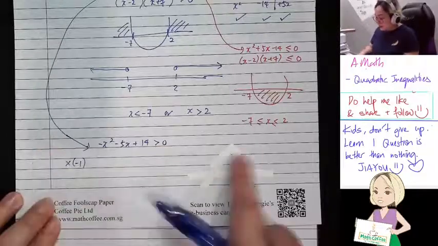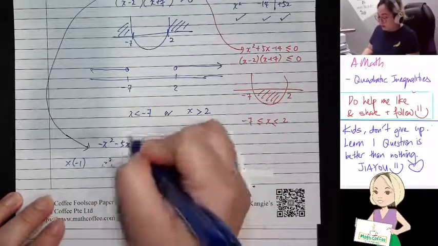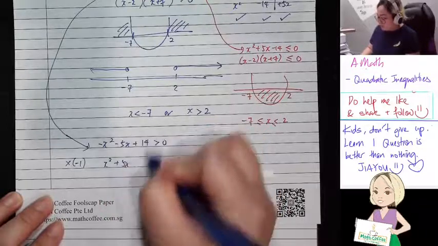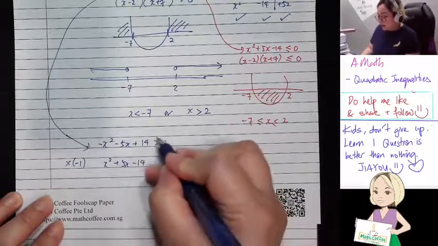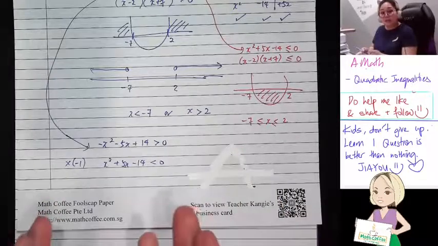So I times negative 1 throughout. Negative x squared becomes positive x squared. Minus 5x becomes plus 5x. Plus 14 becomes minus 14. Then I need to flip my mouth. Then you see, it becomes a happy face.